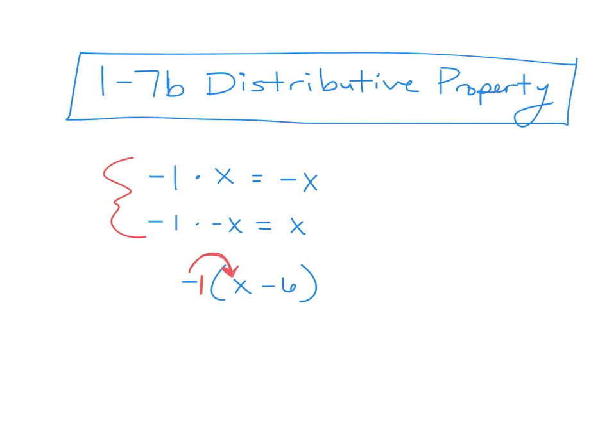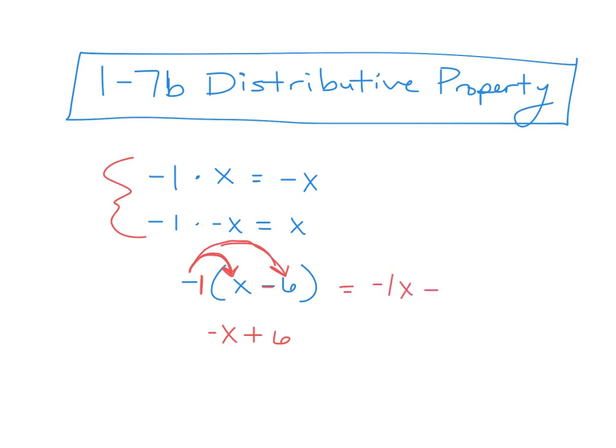So -1 times x is what? A negative x, okay? And then it's -1 times 6, but we're also subtracting. So I usually just think of it as a -6 times a -1 is a positive 6. So we say plus 6, okay? Now, if you don't like to do it that way, that's okay. You can do it this way instead.